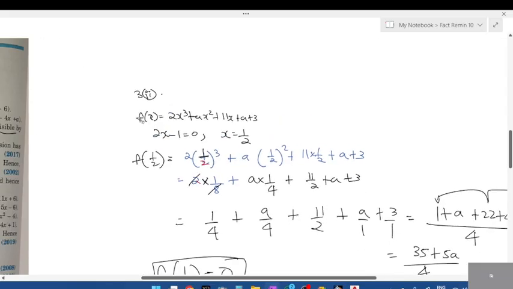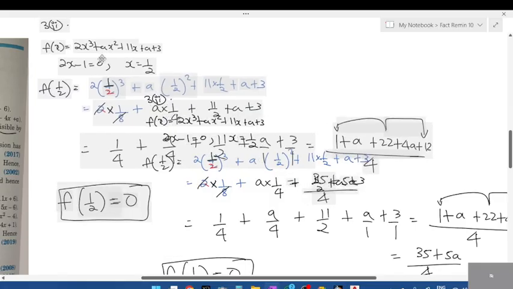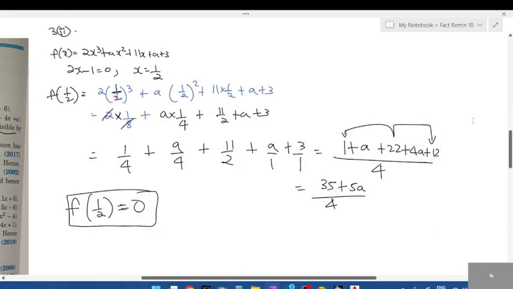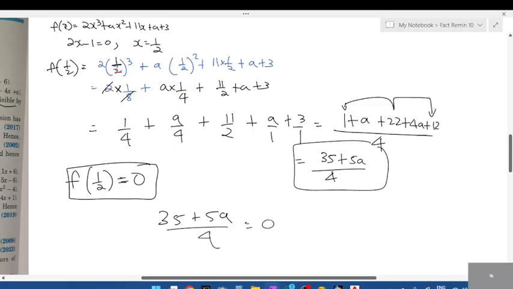Okay, so I won't revise this, students. We won't do multiple revisions on this chapter. Better concentrate and complete. It is very simple. Next, in place of f(1/2), put this equation: 35 plus 5a divided by 4 is equal to 0. 35 plus 5a is equal to 0. 35 will go that side. 5a is equal to minus 35. A is equal to, when you divide, you get 7.